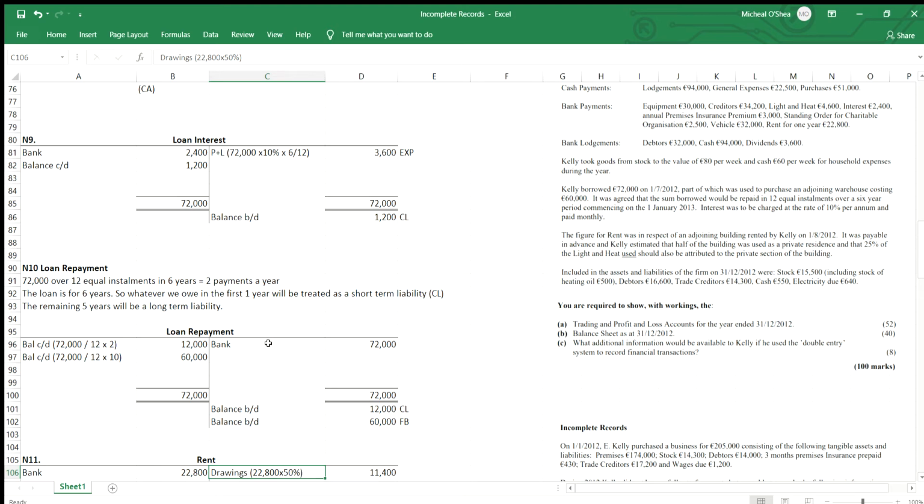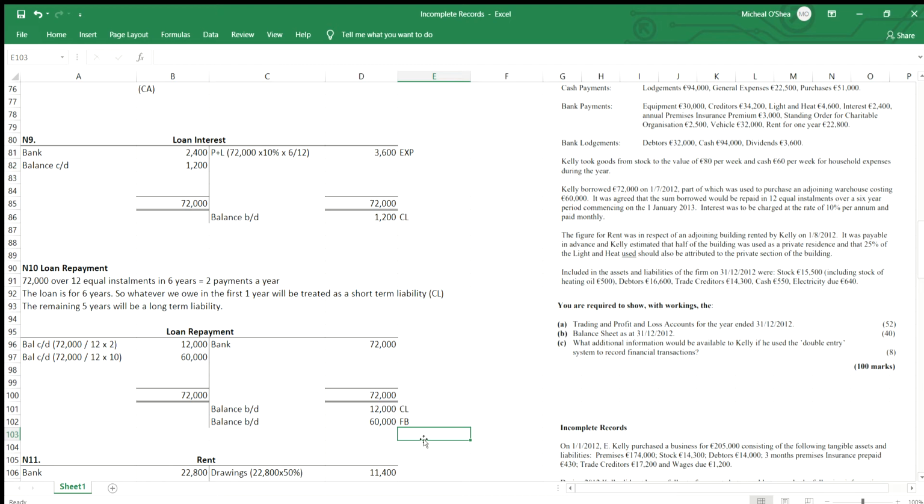So what I've done here is I've shown the loan coming in as my 72,000. We're looking at how much we have to repay back. 12,000 is short-term, 60,000 is long-term. Again, this is just divided by the 12 installments multiplied by the 2 in year 1 being a short-term liability and the remaining being long-term. Both of those are liabilities. It's just important to distinguish between the fact that anything you owe within 1 year is short term, and everything you owe after 1 year is long term.